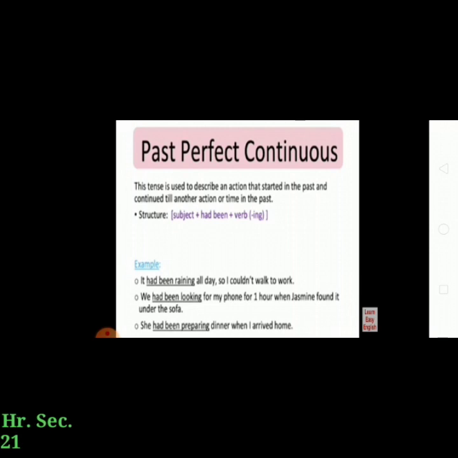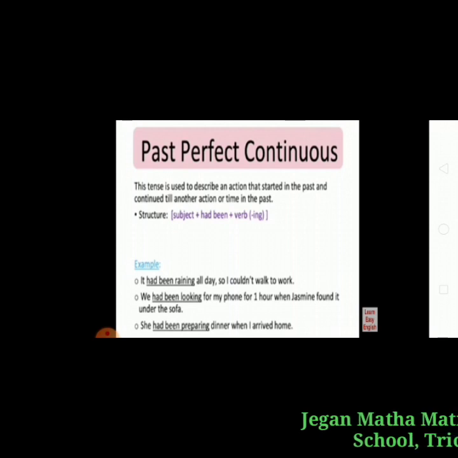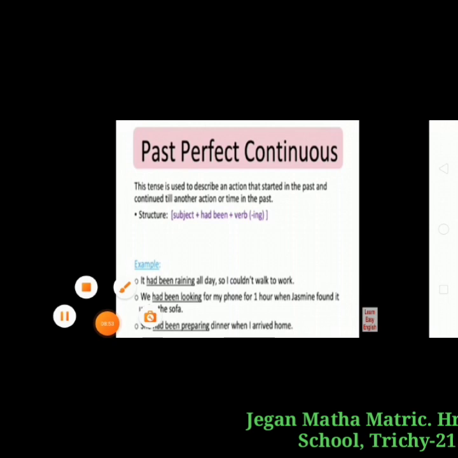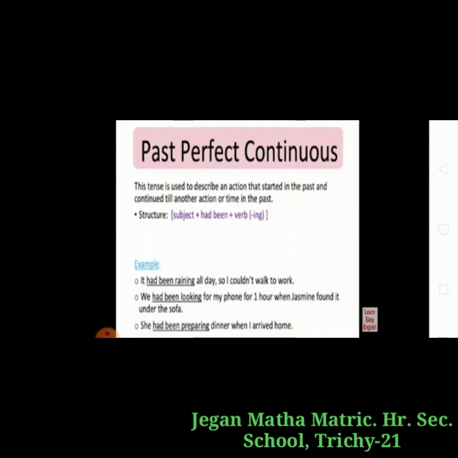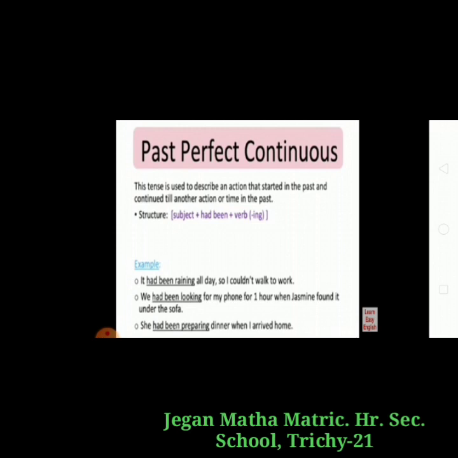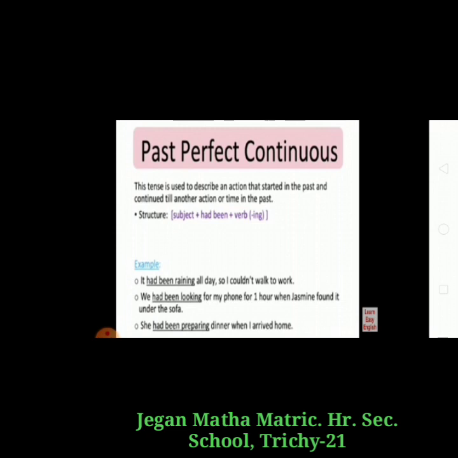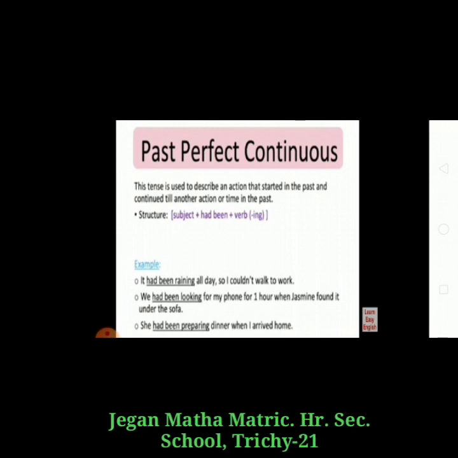Next point, to describe an action that had been going on for some time in the past. For example, the students had been practicing for the last couple of weeks. See the structure of the past perfect continuous tense: subject plus had been plus verb-ing. Examples: It had been raining all day, so I couldn't walk to work. We had been looking for my phone for 1 hour when Jasmine found it under the sofa. She had been preparing dinner when I arrived home.